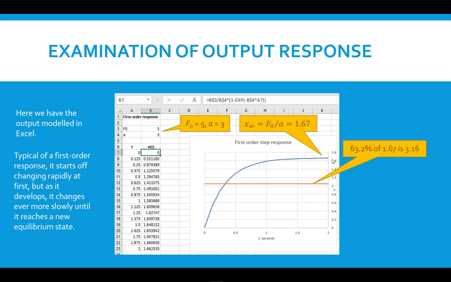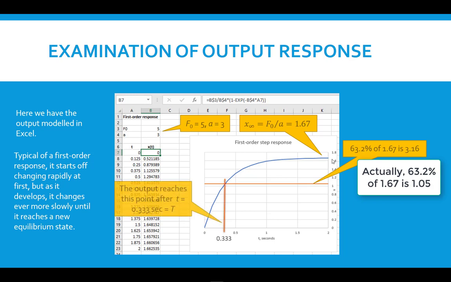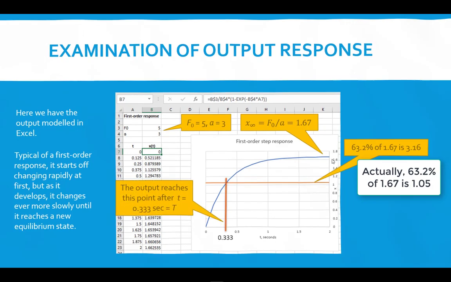Okay. Well, that's not correct. 63% of 1.67 is not 3.16, so I'll have to correct that. Sorry about that. Okay, and I've described this also.